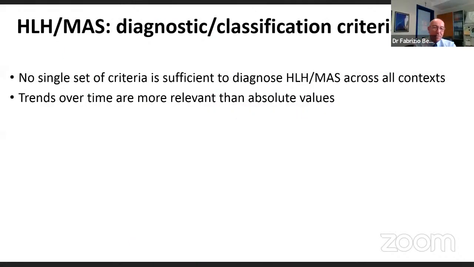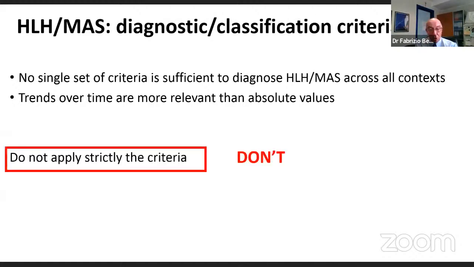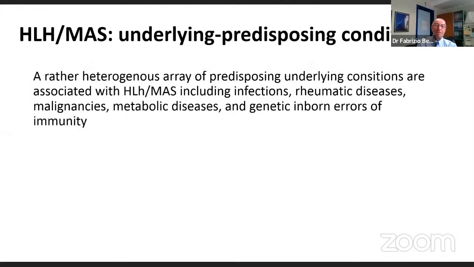So my take-home message here is no single set of criteria is sufficient to diagnose HLH/MAS across all contexts. Trends over time are more relevant than absolute values. And the don't is: do not apply strictly the criteria. Just don't go with the criteria snatched on the door of your ICU. Think about the trends over time and not the absolute value.